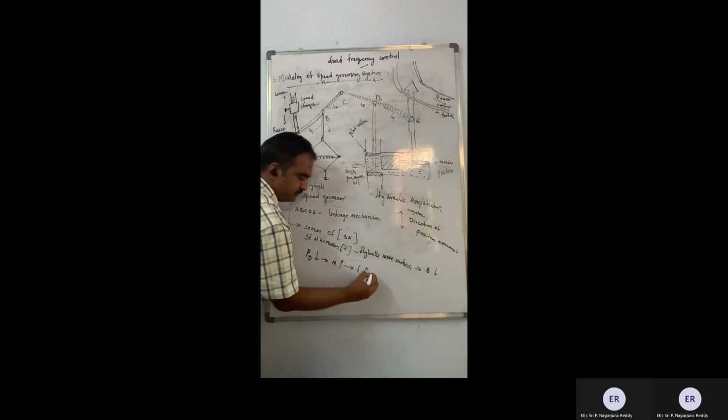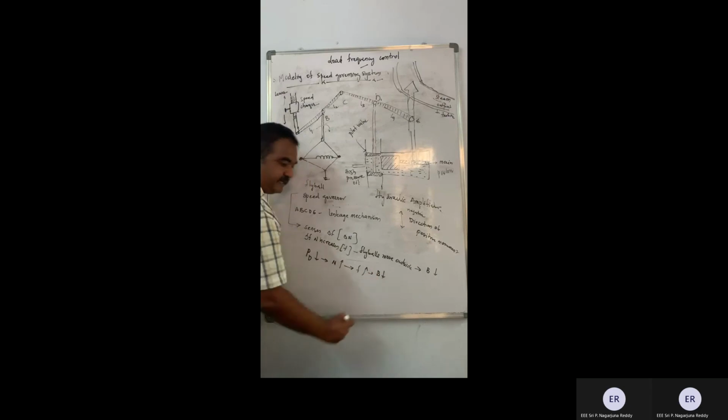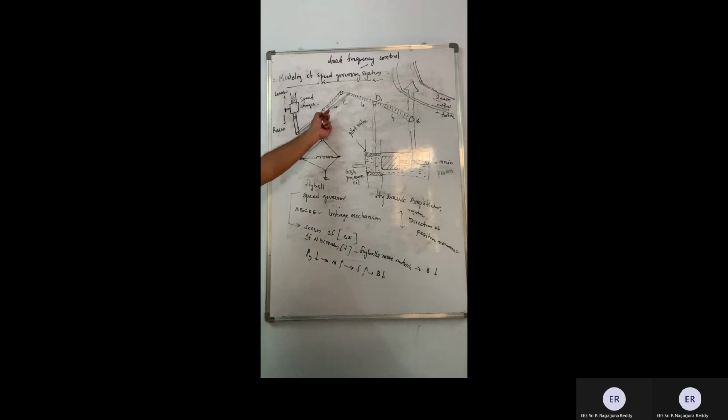B point decreases. Now it is just like a scale, isn't it? Now because of this, if B point gets down, what will happen to this C? C also is becoming down, isn't it?